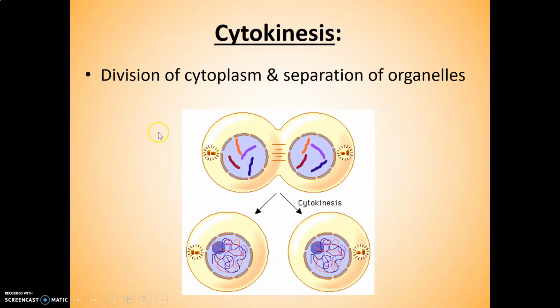And then cytokinesis is where you're dividing the cytoplasm and the organelles between the two new daughter cells. Okay, so here's that telophase right here, and it's moving into cytokinesis where it divides completely into two new cells. The chromosomes are unwound into chromatin, and your membranes have been formed again.